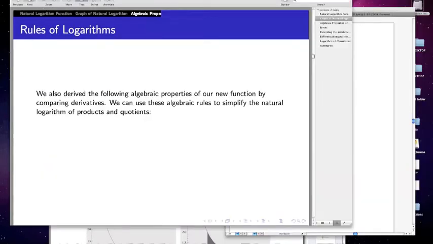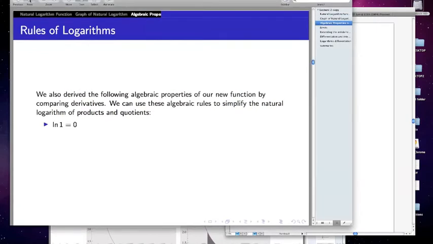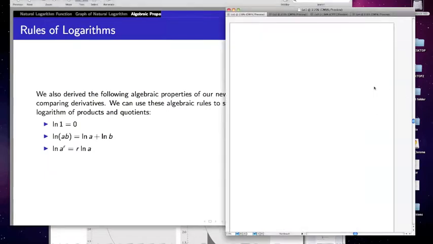We will also prove the following algebraic properties of natural logarithms by comparing derivatives in class. We already know that the natural log of 1 equals 0, and we can also derive that the natural log of a times b is the natural log of a plus the natural log of b, and the natural log of a to the r is r times the natural log of a. And these properties will be used to simplify expressions in order to use logarithmic differentiation.